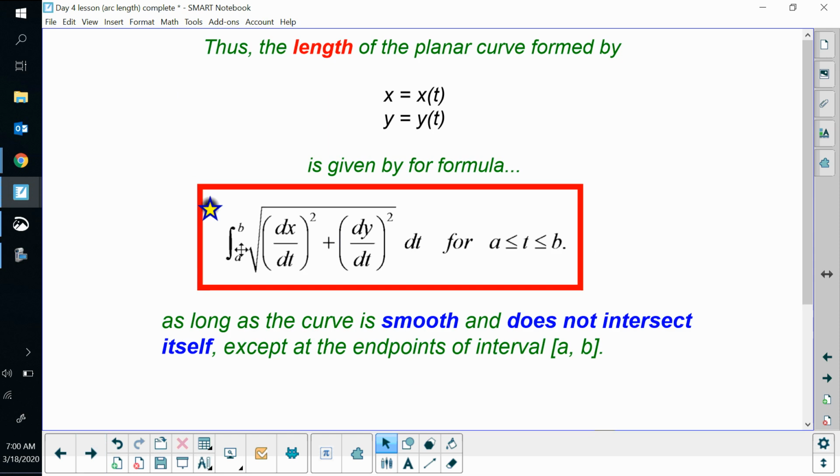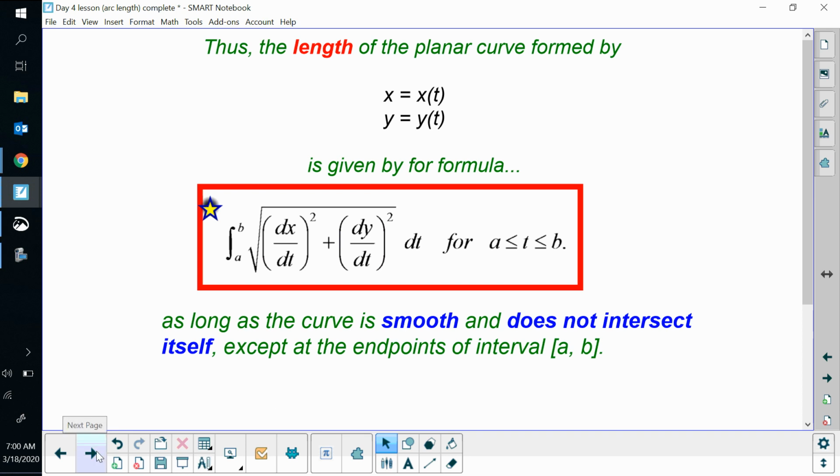So I would like you to write the starred thing down. This is our formula for doing the length of a parametric curve, or a length of a planar curve. So you've got your x component derivative squared plus your y component derivative squared, square root, and then just whatever your integral values are. Now this works as long as the curve is smooth and it's not intersecting itself, other than at the endpoint. So it could come all the way around and then re-meet at the endpoints, and that's okay.